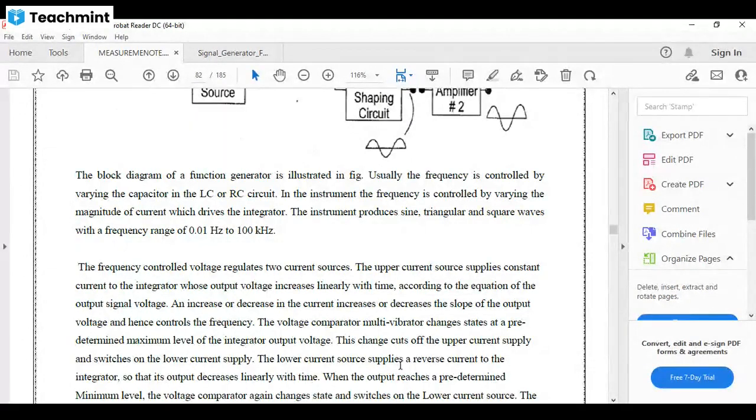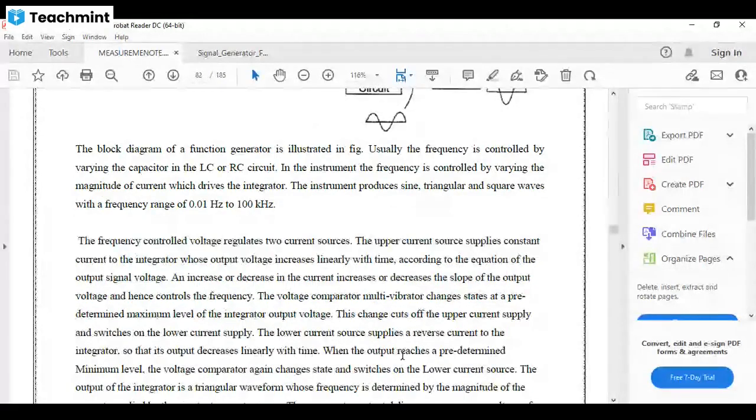The lower current source supplies a reverse current to the integrator, and so the output decreases linearly with time, and when the output reaches a predefined minimum level, the voltage comparator again changes its state.